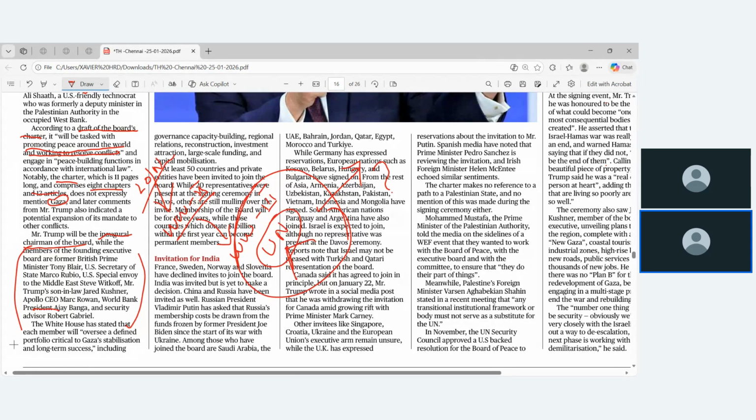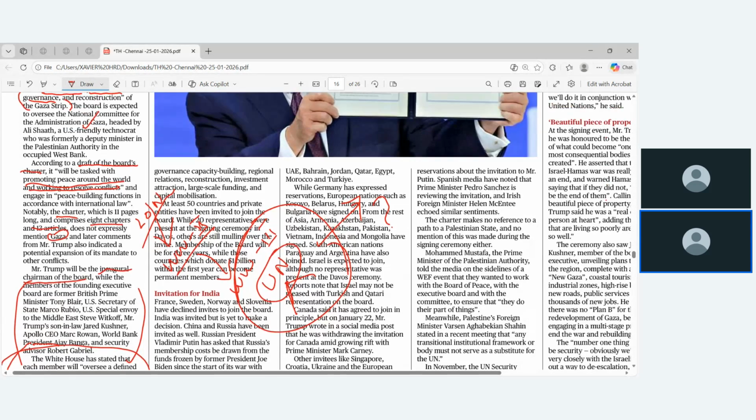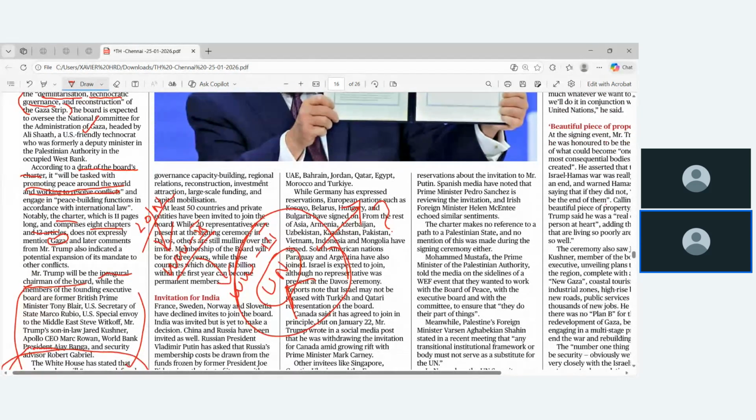The White House stated that each member will oversee a defined portfolio critical to Gaza's stabilization and long-term success, which means the entire board is more focused on reconstructing Gaza. And Gaza governance, capacity building, regional relations, reconstruction, investment attraction, large-scale funding. These are the duties.